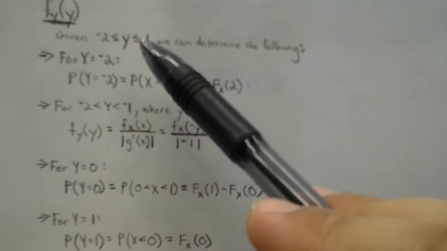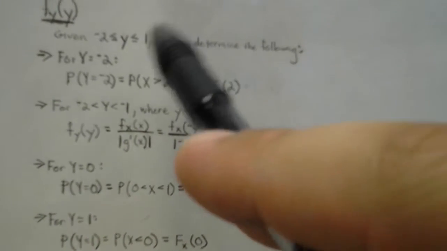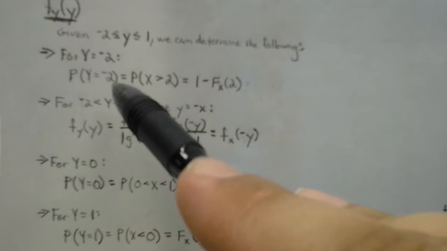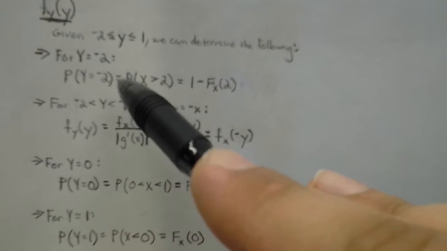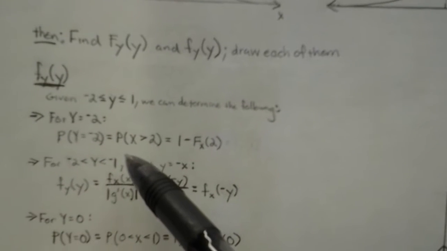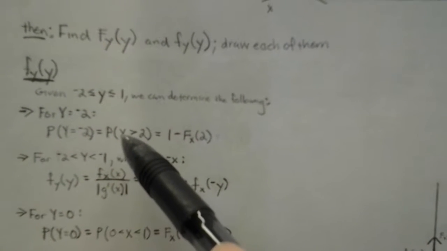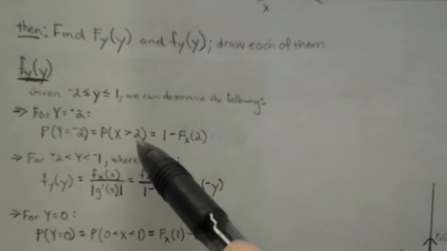So, if we break up our term, we mentioned this right here. We're defined in this range. If we look first at y equals negative 2, we want the probability of y at negative 2, which we say here corresponds to the probability of x being greater than 2, which you can see right here. So that's the probability at y equals negative 2.